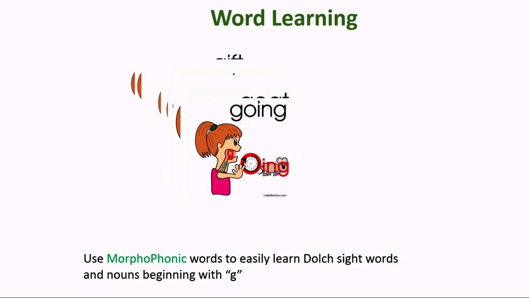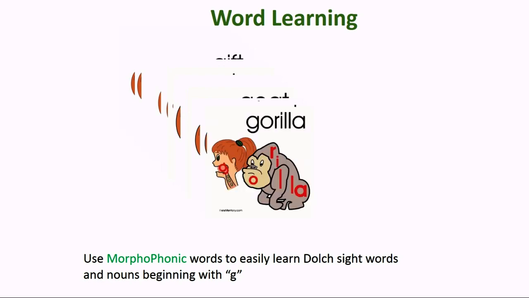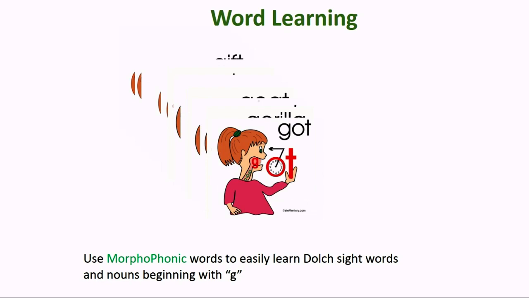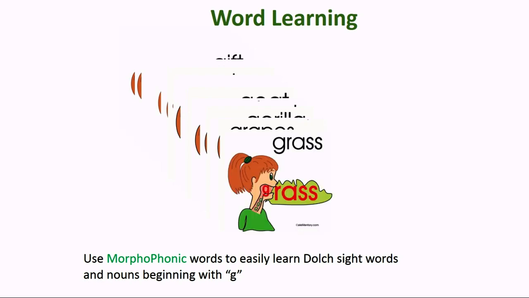Here's the mouse again. This time the clock is going around a continuous circle because he's going right now. It's happening right now. Good. Gorilla. Got, past tense word. So you had get, which was the future tense. Clock was pointing to the future. Now it's pointing to the past. Got. Grapes. Grass.